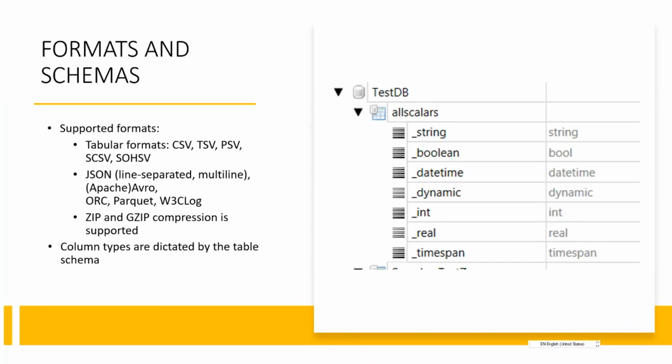ADX supports different data types: tabular formats like CSV, TSV, PSV, and also different types of JSON, line-separated and multi-line. Whenever they're needed, we add them. There is Avro, there is Parquet, and we are working all the time to add new formats. Now we are working to add Delta Parquet. It will take some time, but this is work in progress as well. The data can be ingested into the service compressed or not, and Azure Data Explorer just gets it.